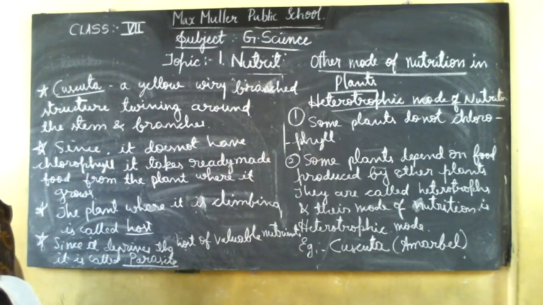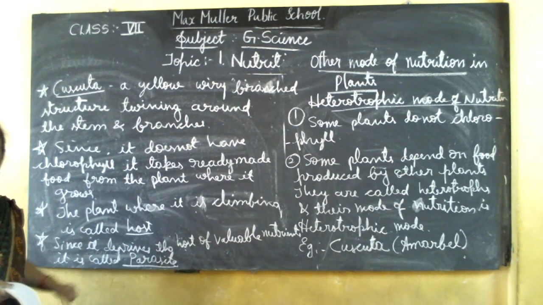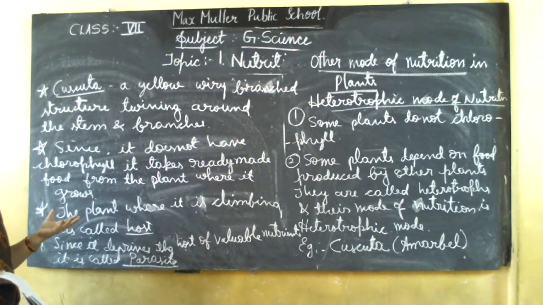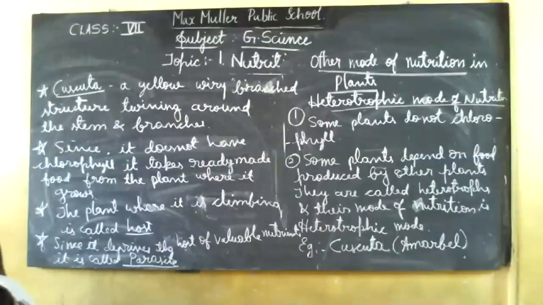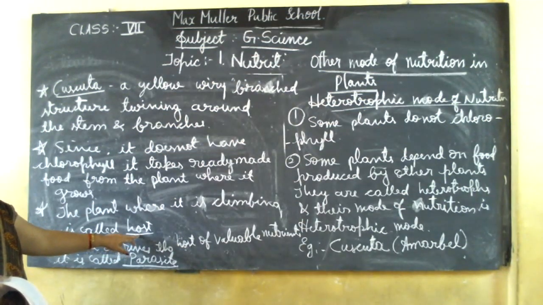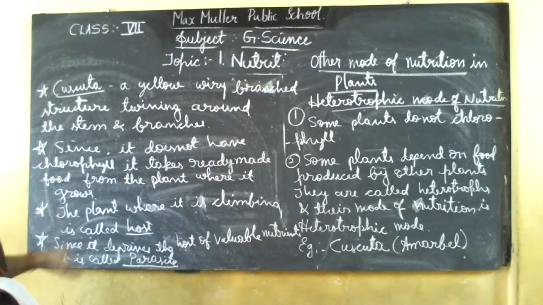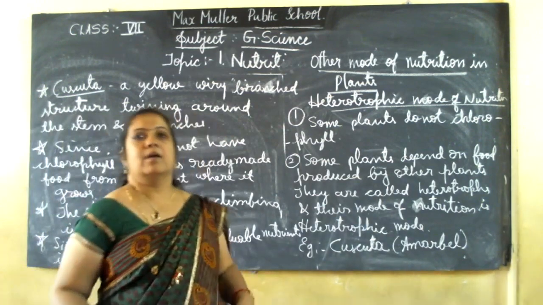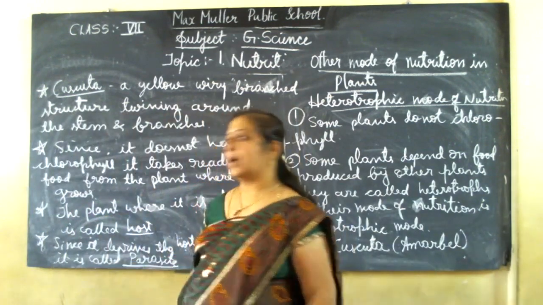It comes under heterotrophs. Here it is not able to prepare food, since chlorophyll is absent in it. It derives food, sucking it from other plants and trees. The plant where it is placed or growing we call the host body. It gives a place for the parasitic plant, and it gives food also for the parasitic plant. So this is the example of parasitic plants, called Cuscuta or Amarbel.